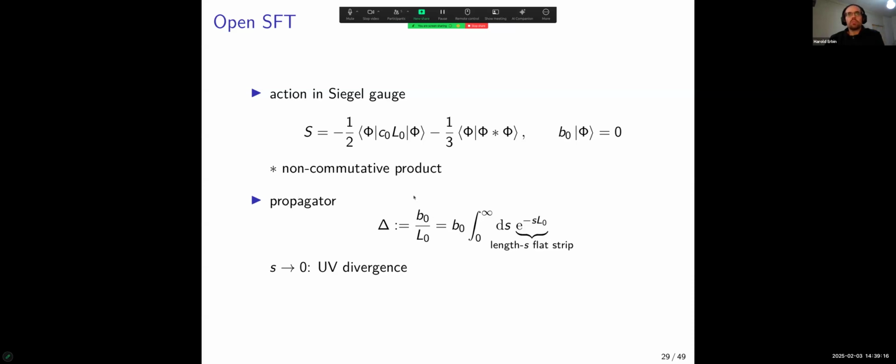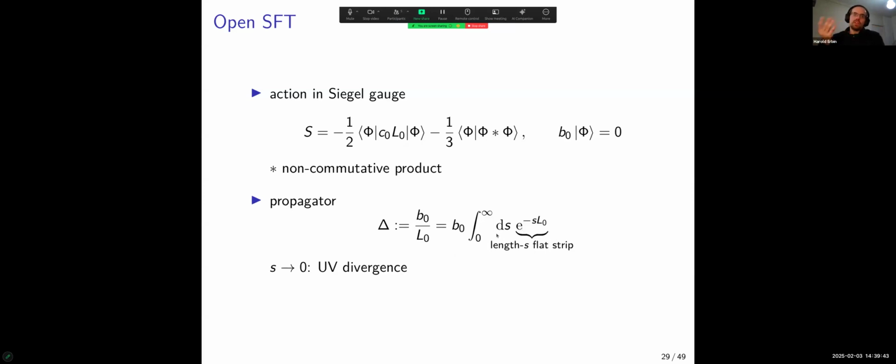Now the propagator looks like this. If you need to invert this operator, the inverse of C0 is B0, and it works because you're in Siegel gauge, so you know that it's well defined. And the inverse of L0 is just 1 over L0. It's not so convenient to work in this form, so we introduce a Schwinger parametrization, where you have this s, which is the proper time.